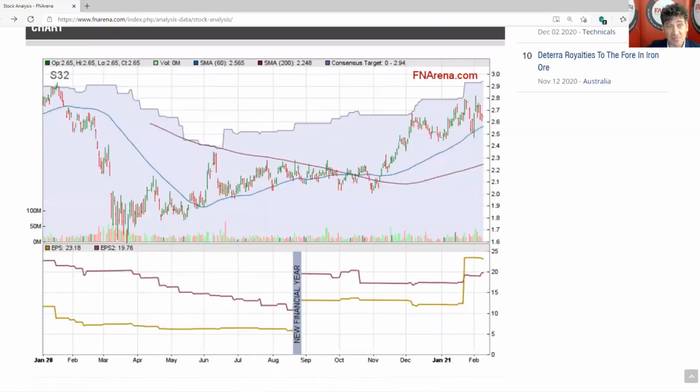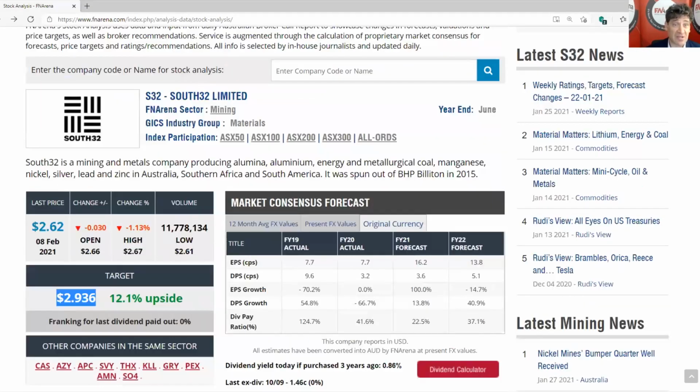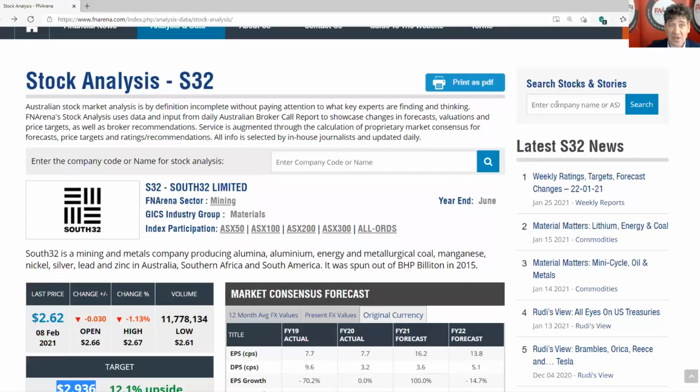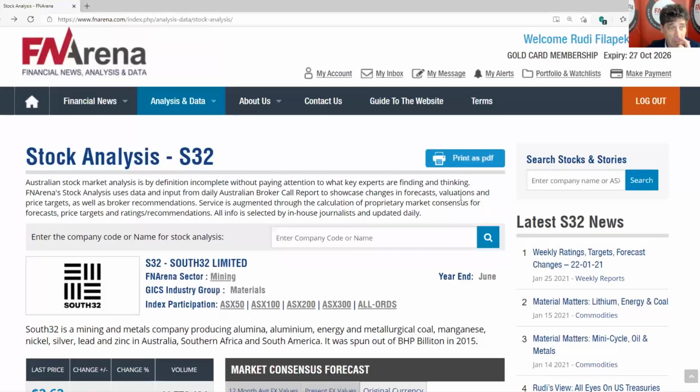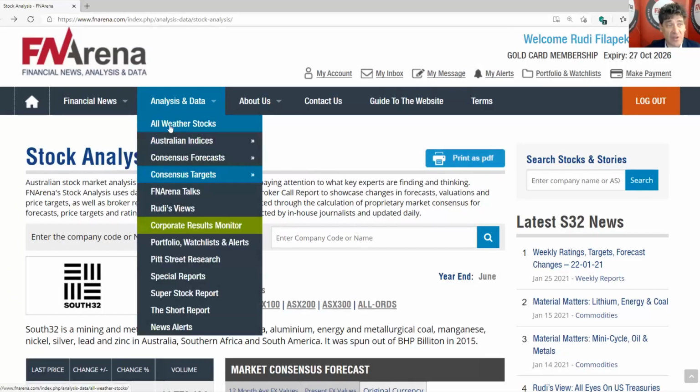Now, I've spent a lot of time on stock analysis. There is news, there is a search engine, and there is sector news on the right-hand side. Let me try to go to something that is equally important and that may not necessarily have everyone's attention yet. All-weather stocks, my research, very quickly.